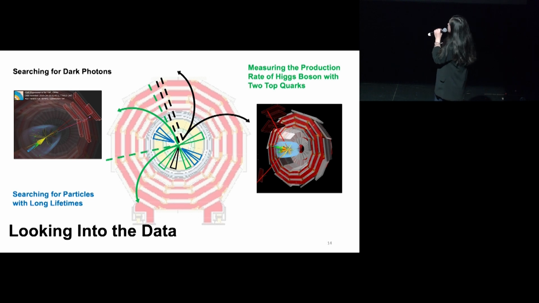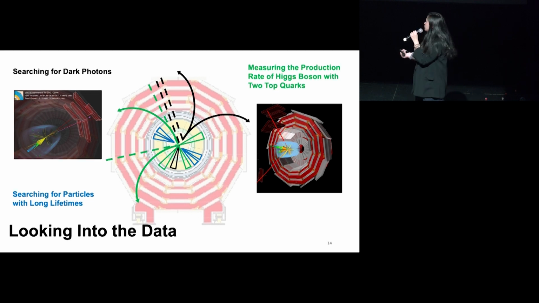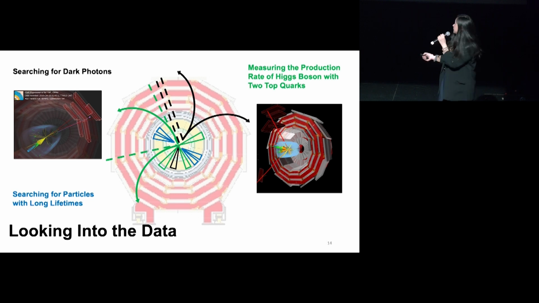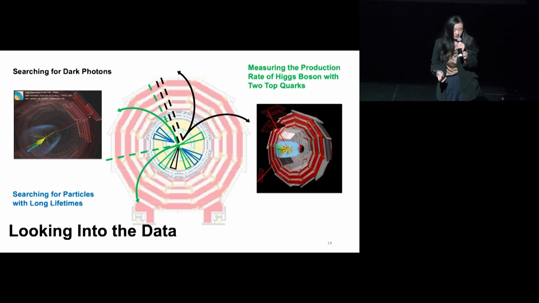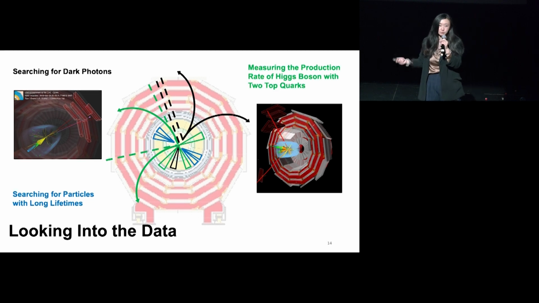We know there's a way to produce the Higgs boson, but is there any other way to produce it? There's another search, in green, to measure the production rate of the Higgs boson together with two top quarks. We're also looking for other particles. A lot of interesting particles have very short lifetimes, so is there any interesting particle that has a long lifetime? The blue ones look for that kind of signature to see if any new particle fits that description. So we're doing a lot of different searches in CMS to understand our universe.